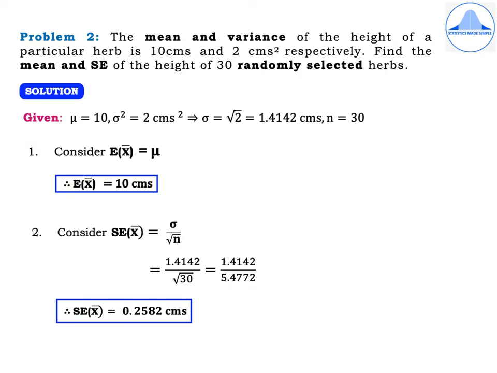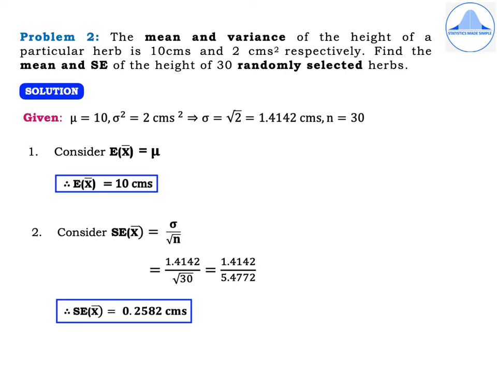Second problem also is a 2 marker. Problem 2. The mean and variance of the height of a particular herb is 10 centimeters and 2 centimeters square respectively. Find the mean and standard error of the height of 30 randomly selected herbs. Starting with the solution, write given mu equal to 10, sigma square equal to 2 centimeters square, which implies that sigma is equal to root 2. Taking 4 places after the decimal after rounding off, we get 1.4142 centimeters and n is equal to 30.